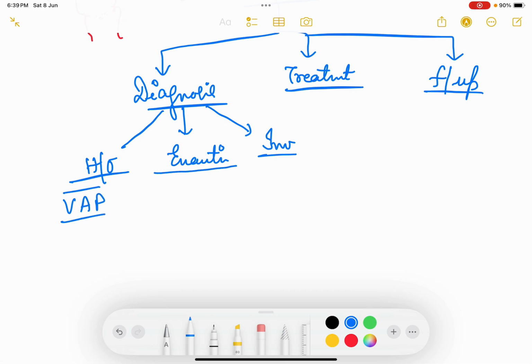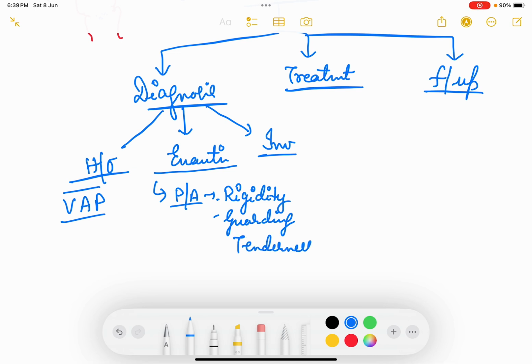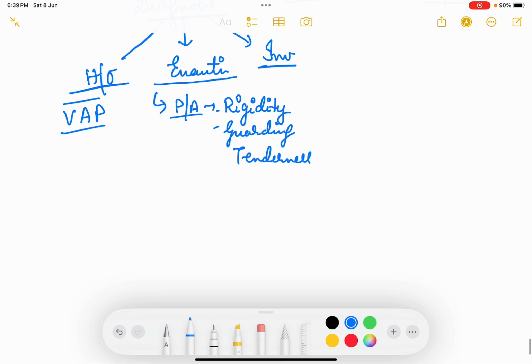Then on examination, what will you find? On per abdomen examination, the patient will have rigidity. The abdominal muscles will be rigid. There will be guarding present because the patient is having a lot of tenderness. Abdominal tenderness is found in the examination of a patient of ectopic pregnancy.